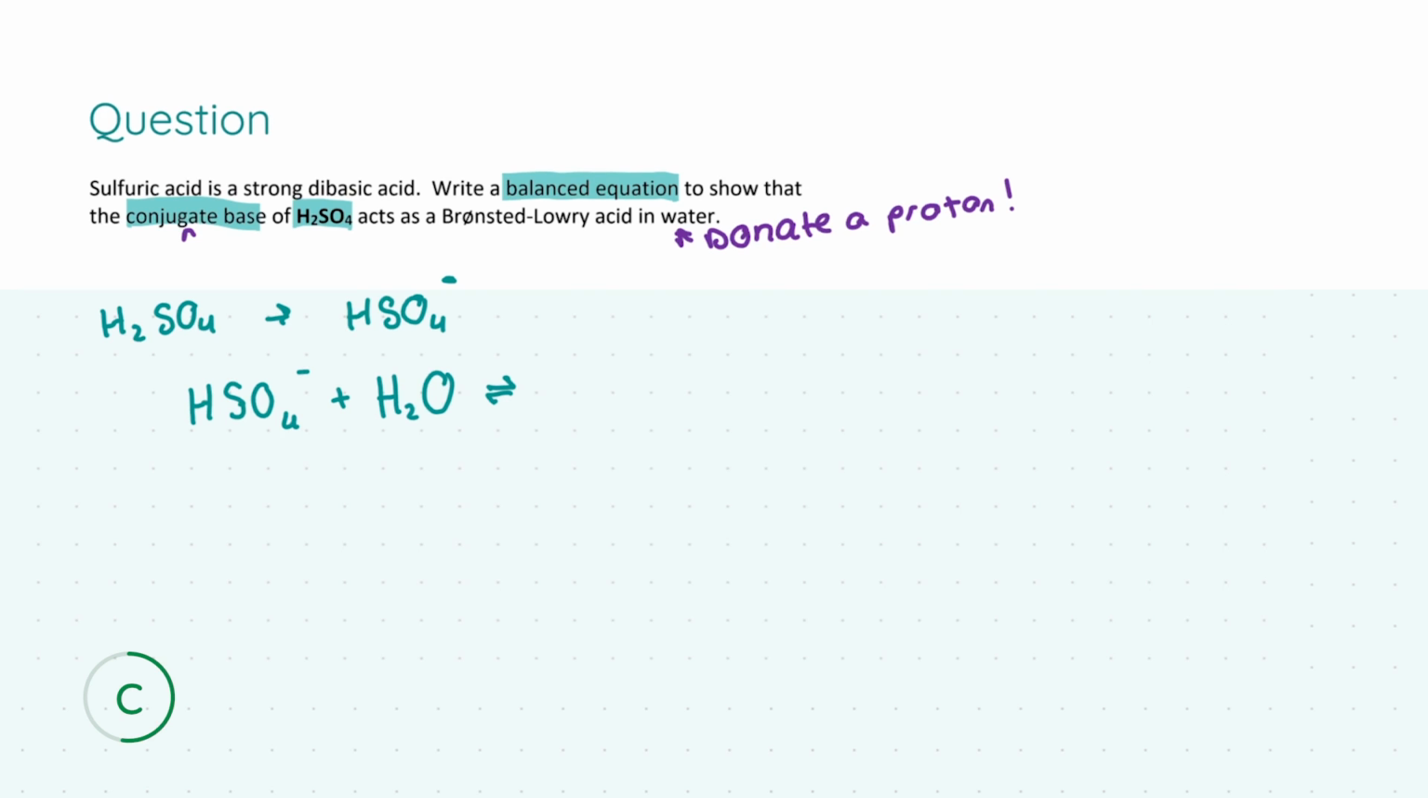Okay, so we need to show that it acts as an acid. So it donates a proton. So it donates another proton. So we're left with SO4 2 minus, because it's going to get another negative charge, plus, this is going to gain the proton, so H3O plus. Okay, so you're going to get 3 marks for doing that. And then you're going to get your other 3 for balancing it.